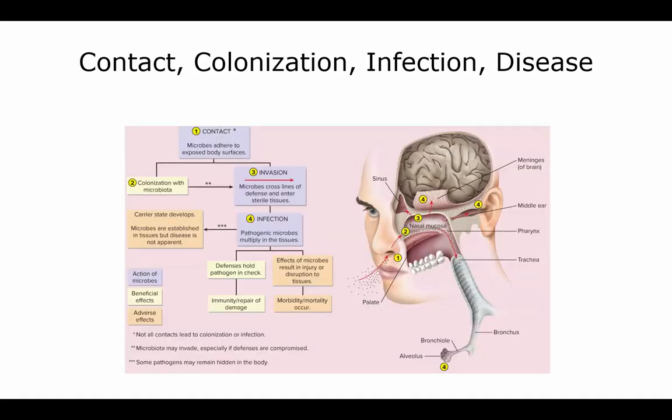So if we look at this chart, we see that contact is where microbes are going to adhere to our external body surfaces. Once that occurs, we often get colonization, which can lead to invasion. Now, not all colonization leads to invasion, but those that do can then cause infection, depending on a carrier state. In other words, if, for example, the patient is immunocompromised or compromised in any way, then that can cause issues. But when we get infection, our defenses are going to keep them in check, or if they do not keep them in check, then it's going to lead to potential morbidity or mortality.